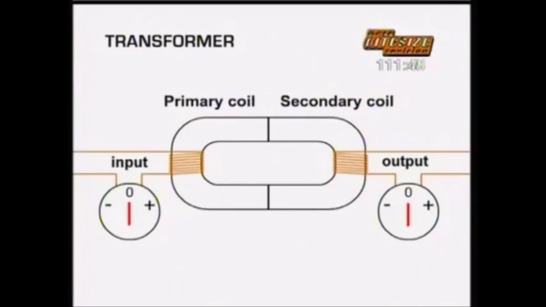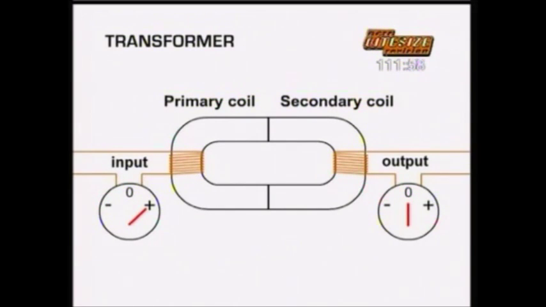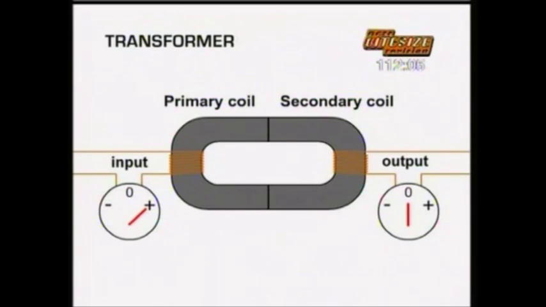One more useful electromagnetic device is a transformer. Transformers need alternating current to work. An alternating input current flowing in the primary coil creates a changing magnetic field in the soft iron core. This induces a magnetic field in the core of the secondary coil. This changing magnetic field induces an alternating output current. Remember, the primary and secondary coils are not connected electrically. The link between them is the magnetic field that goes through the iron core of both coils.